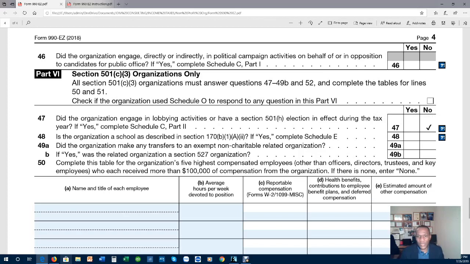And then, is the organization a school as described in section 170(b)(1)(A)(ii)? If yes, complete Schedule E, yes or no. Okay, and then did the organization make any transfer to an exempt, non-charitable related organization? Some organizations are exempt, but they are not charitable organizations. They have causes other than charitable activities. So you will say yes or no, depending on what you did.